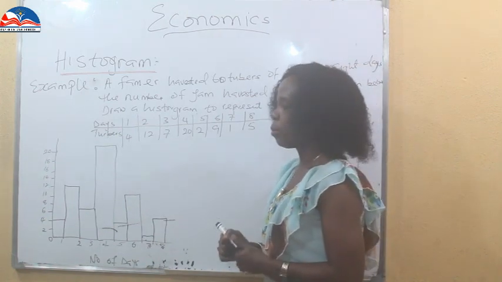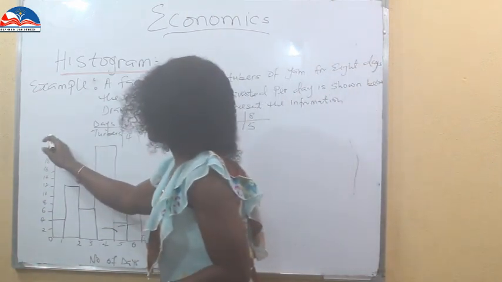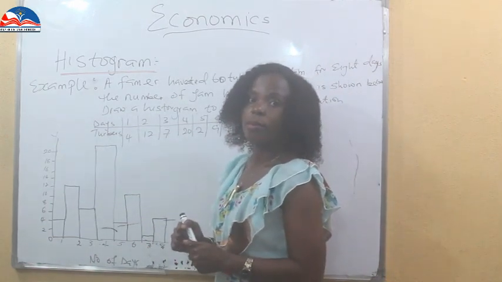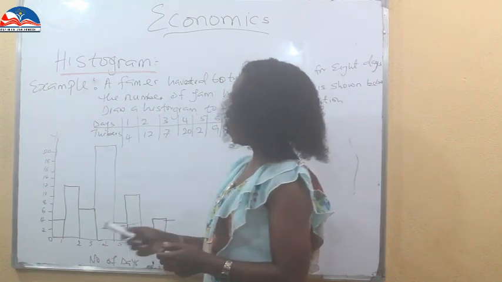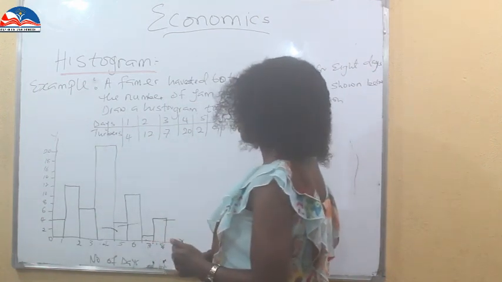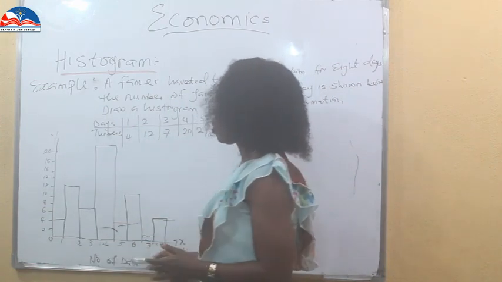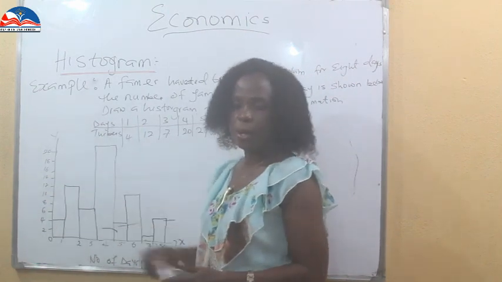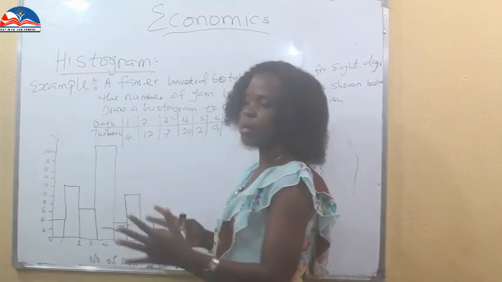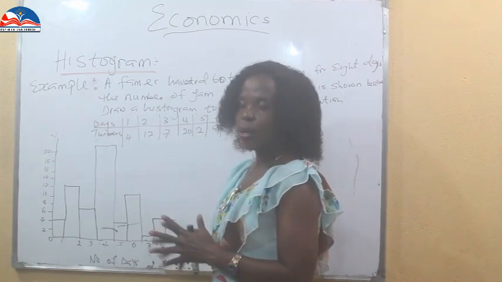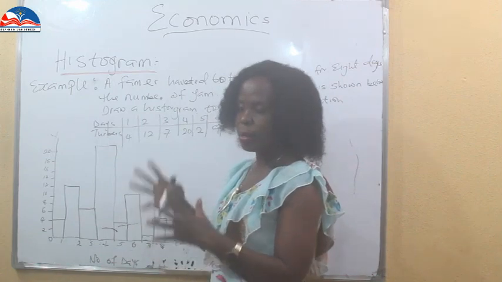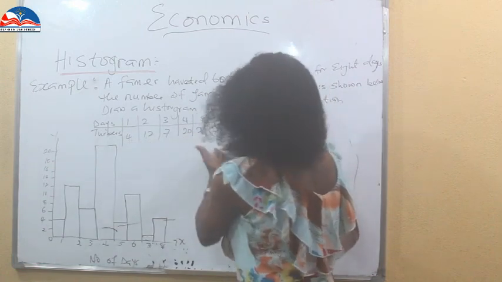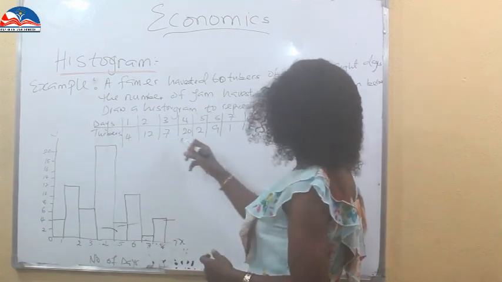Now we are drawing the histogram. On the y-axis, I'm taking 2 centimeters to 1 unit. And the x-axis will have the number of days. After taking my scale, remember in histogram, the bars are not separated. And remember, in histogram, you must have your y-axis and your x-axis. So draw out your y-axis and your x-axis, and according to your table, choose your units. You find out that 20 is the highest.